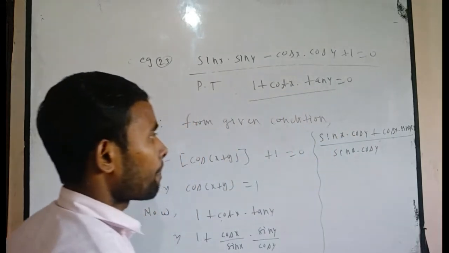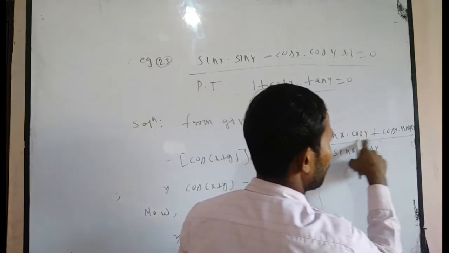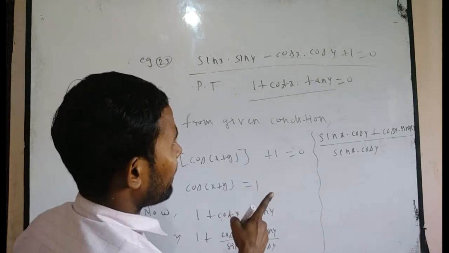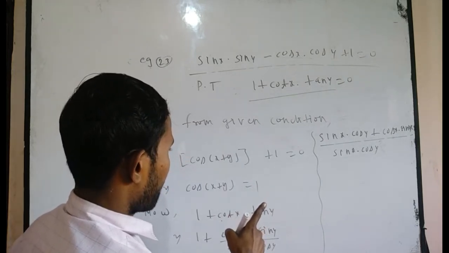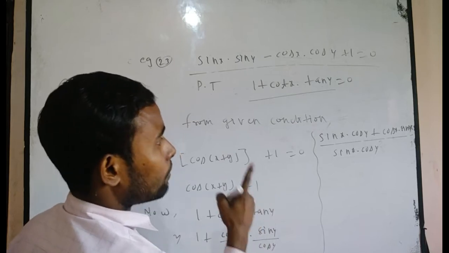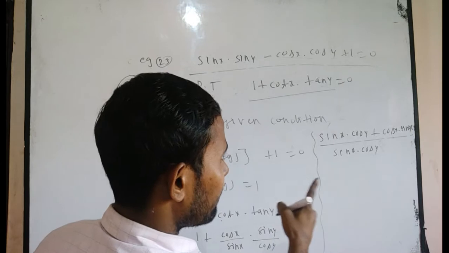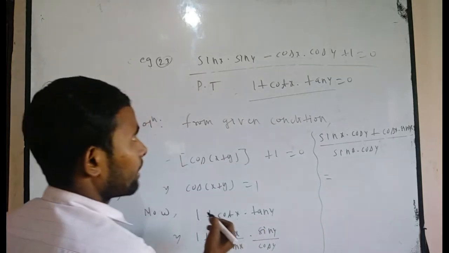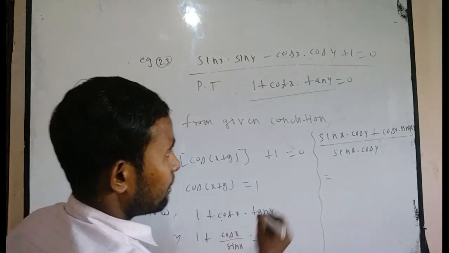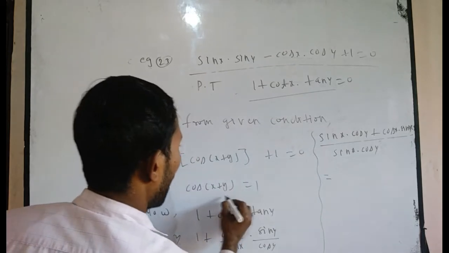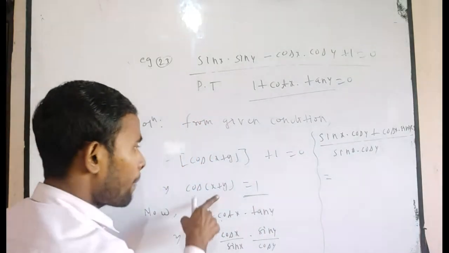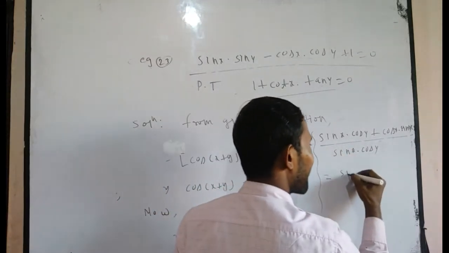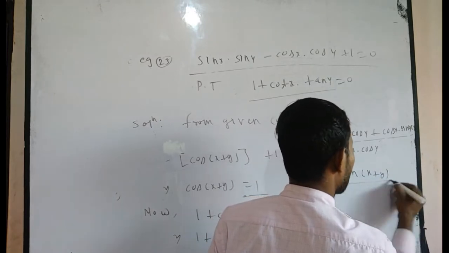Can you write it as, now as you know that sin x cos y plus cos x sin y, here you get cos(x + y) is equal to 1. If cos(x + y) is equal to 1, then what is the value of, here it will be sin(x + y), because it is the formula of sin(x + y), divided by sin x cos y.